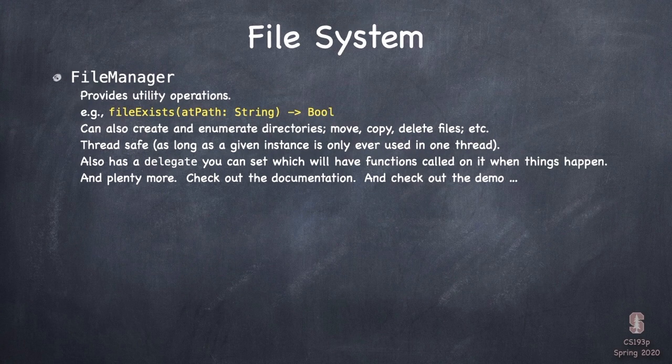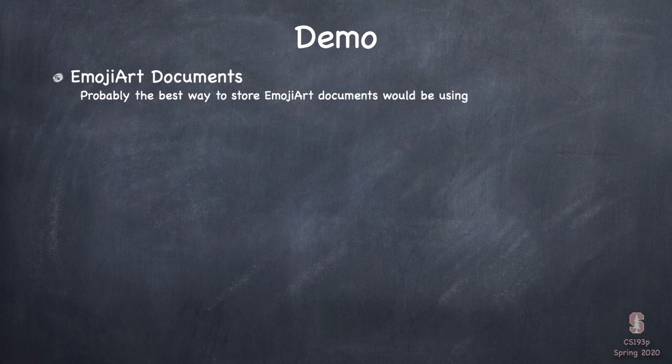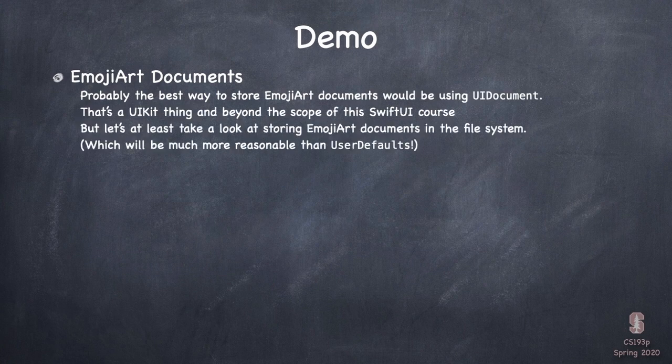All right, so a demo is worth 1,000 words, as we always say. So let's check it out. What we're going to do in our demo today is store our EmojiArt documents into the file system instead of UserDefaults, which was silly. That was demoware. Storing in the file system makes a lot more sense. Storing them in iCloud would make even more sense than that. But we will store them in the file system, and this is going to show us all parts of accessing the file system because we're going to have to get a URL to our documents directory. So we're going to be using URL and FileManager to do that.